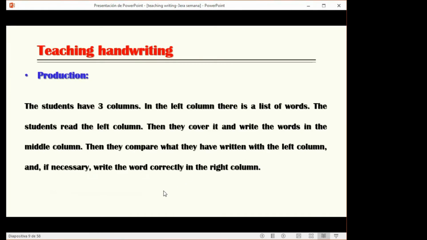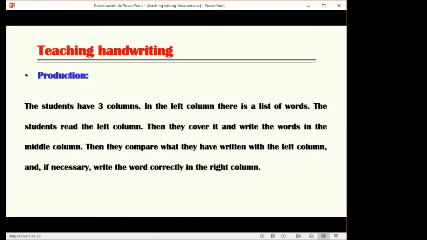Another one, the students have 3 columns. In the left column, there is a list of words. The students read the left column, then they cover it and write the words in the middle column. Then they compare what they have written with the left column, and if necessary, write a word correctly in the right column.